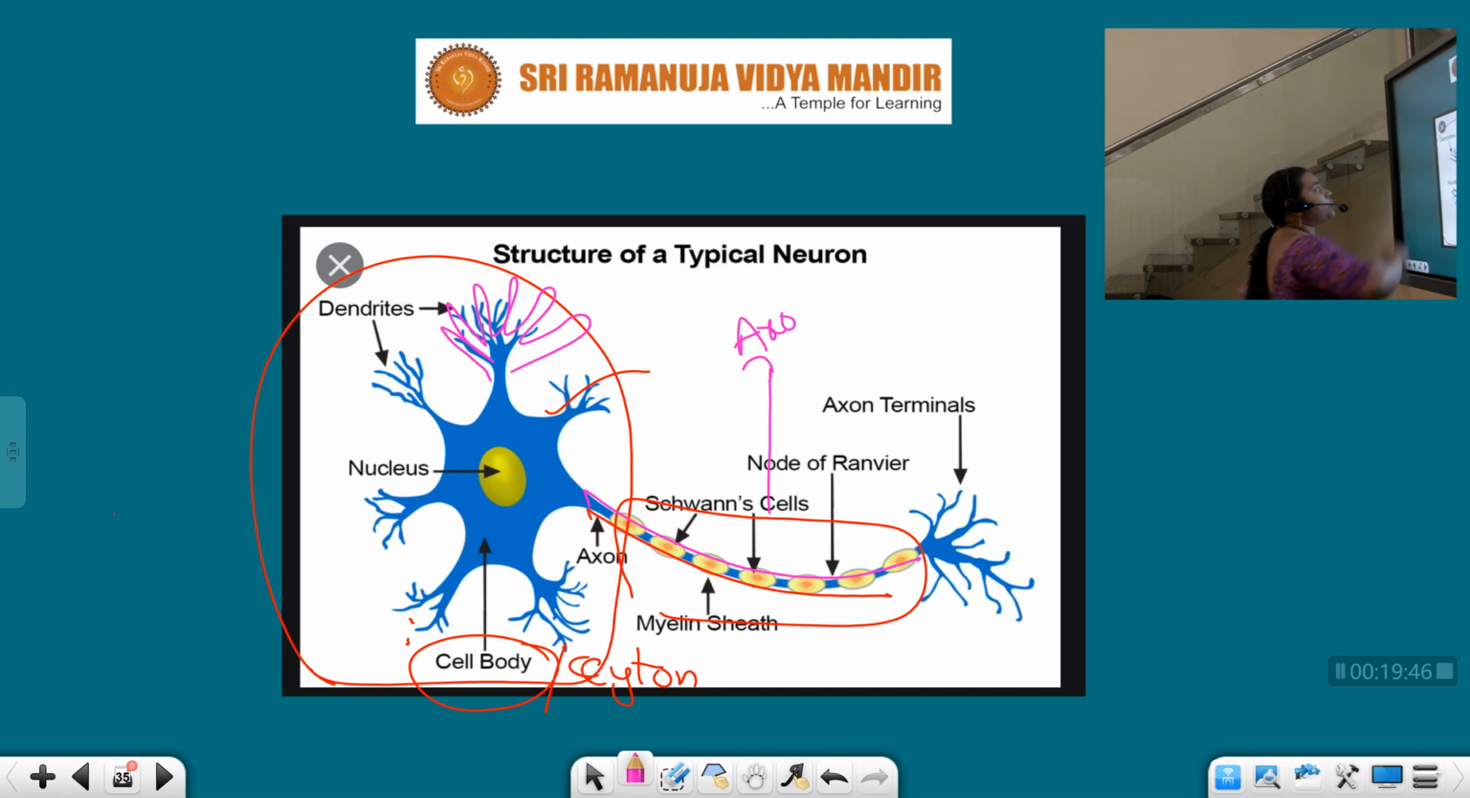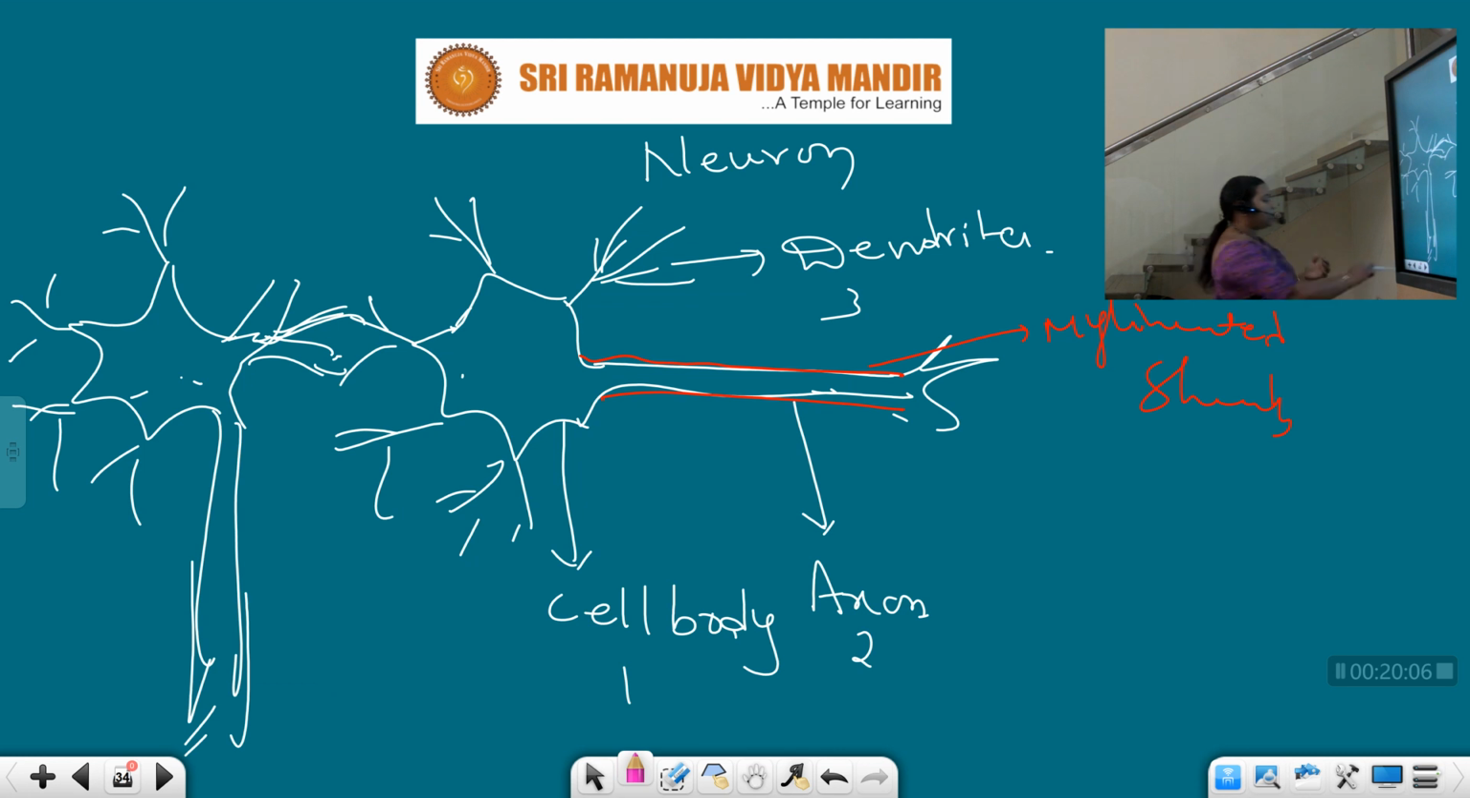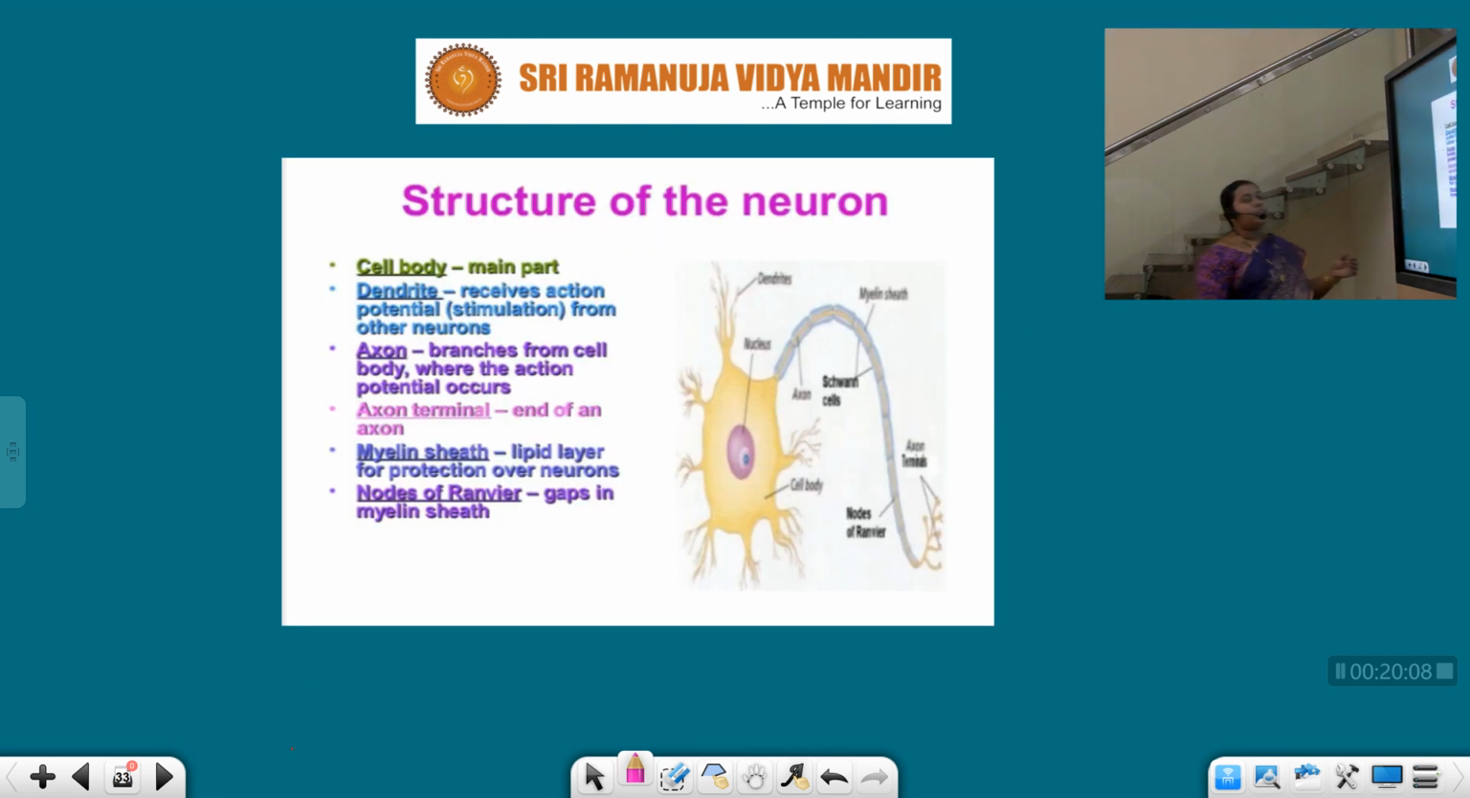The small finger-like projections we can see above this cell body, these are dendrites. They receive the information and send the information to the next neuron. These are the main important parts present in the neuron structure. Let us discuss once again. Cell body, the main part of the neuron. Dendrites receive action potential from the other neuron.